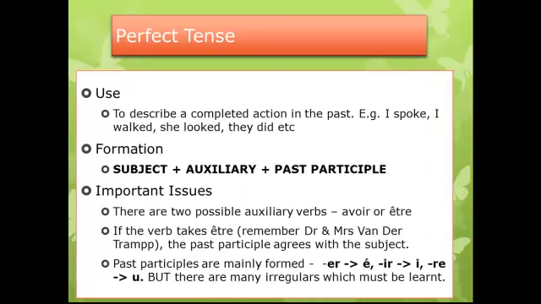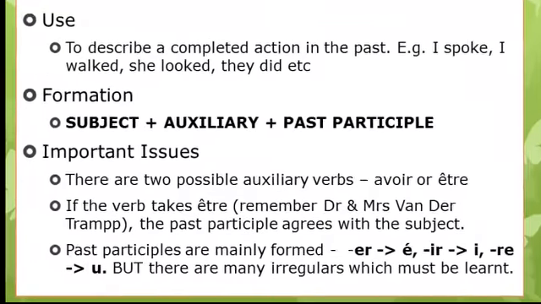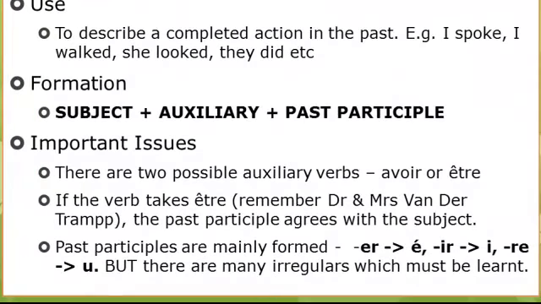So let's move on to the perfect tense. We use it to describe a completed action in the past. For example, I spoke, I walked, she looked, they did, etc. Again, we form it using a subject, an auxiliary, and a past participle. An issue with that you need to remember is that there are 2 possible auxiliary verbs. It might be avoir or être.